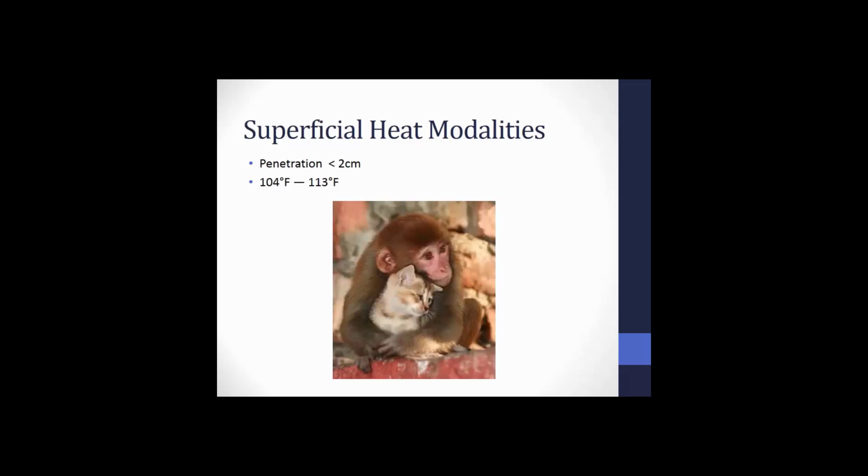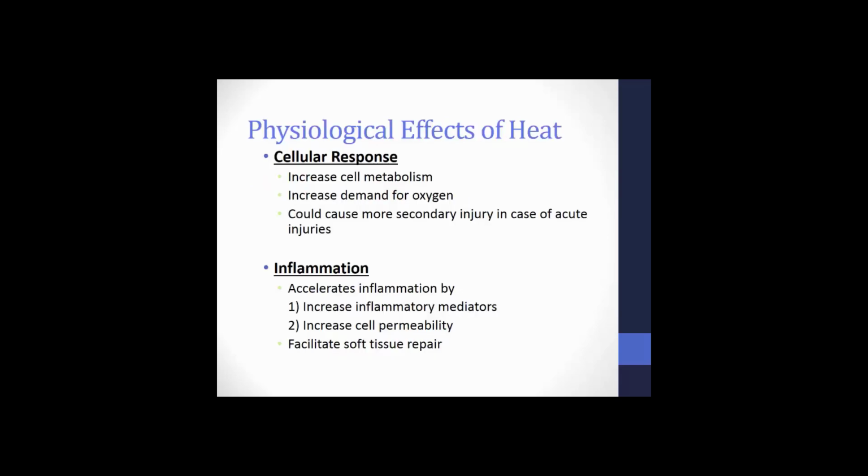Superficial heating agents heat a larger area of tissue, but they also have a limited depth of penetration, a little less than 2 centimeters. To produce therapeutic effects, superficial heating agents must be capable of increasing the skin temperature to 104 degrees Fahrenheit to 113 degrees Fahrenheit, or roughly 40 to 45 degrees Celsius. The physiological effects of heat are opposite than those of cryotherapy.